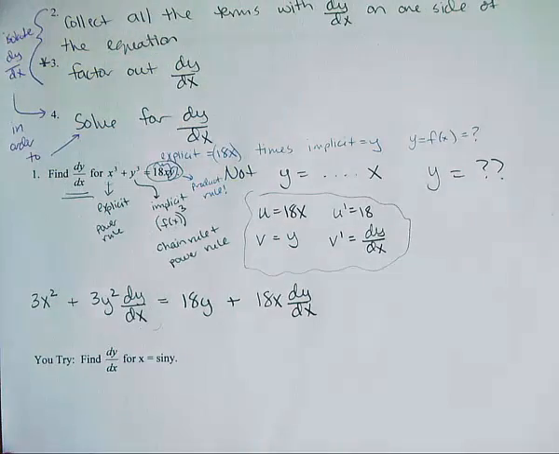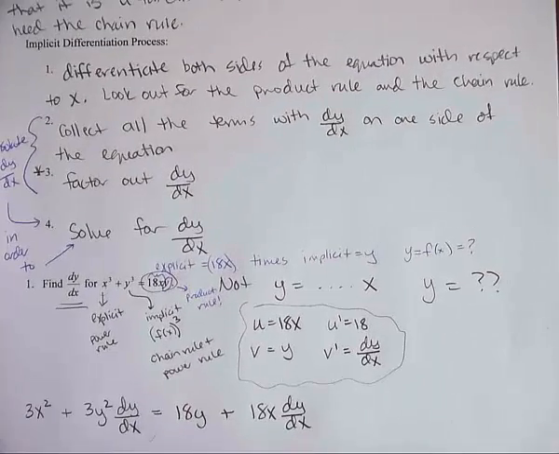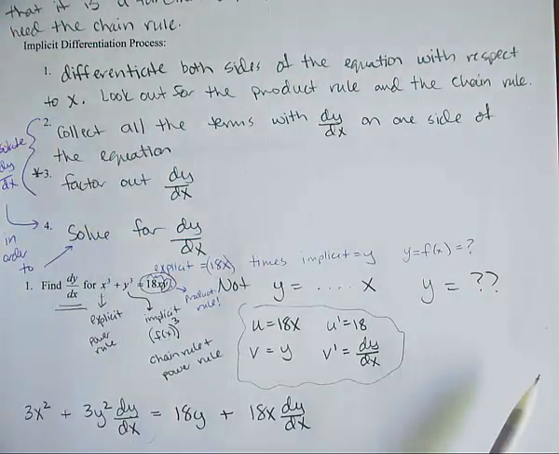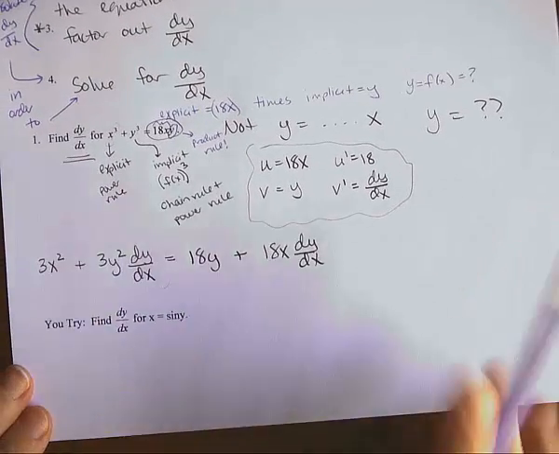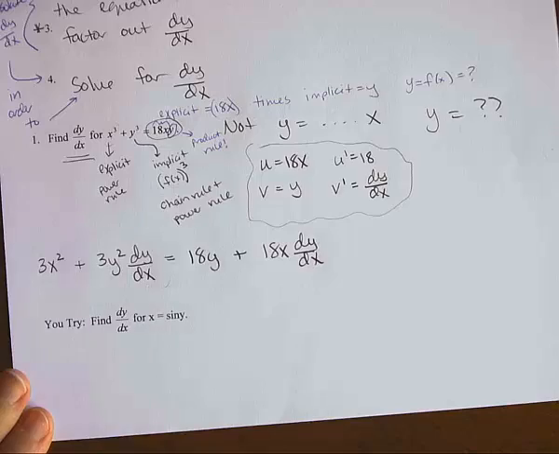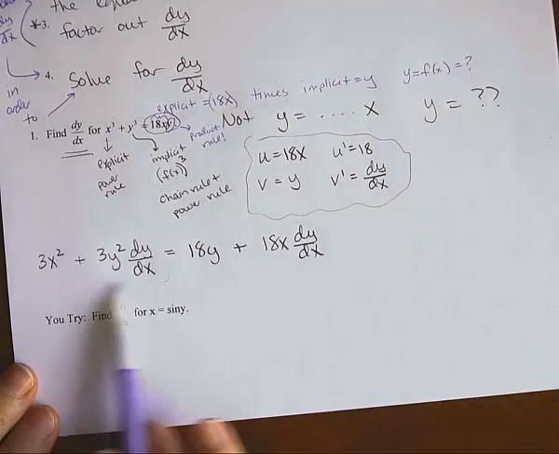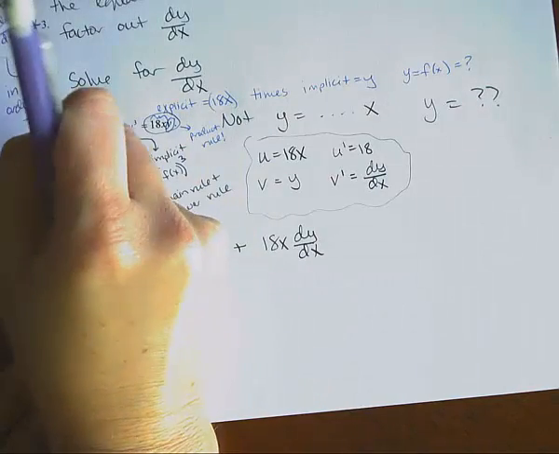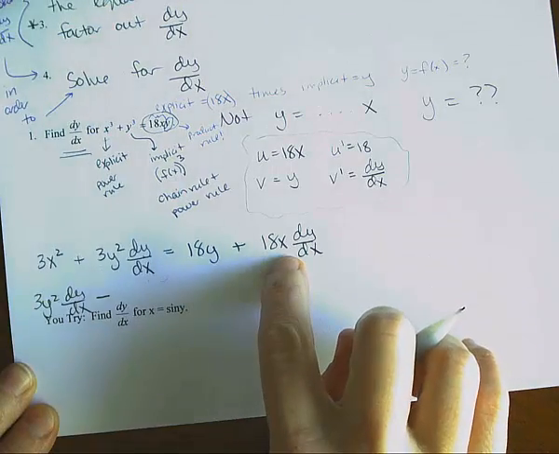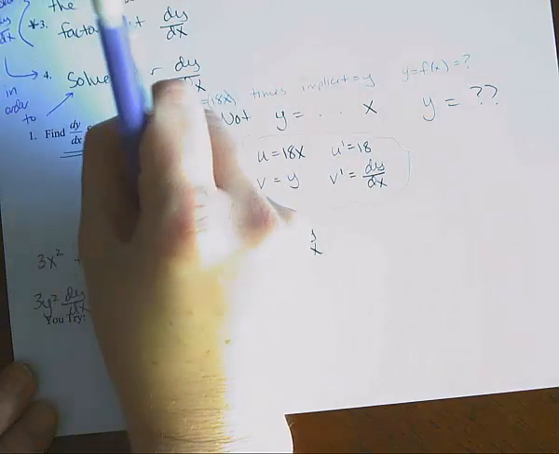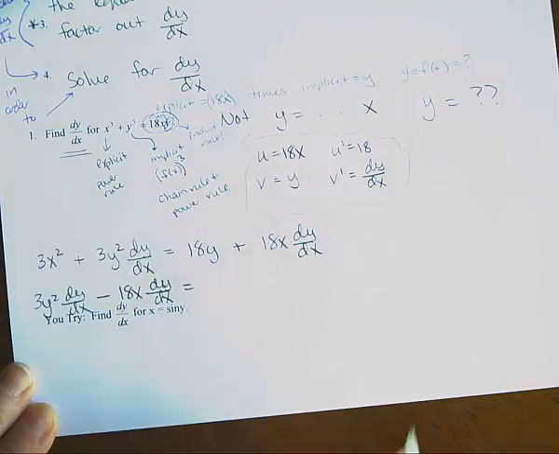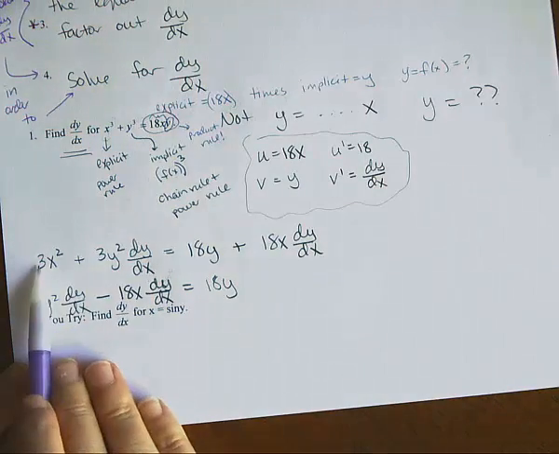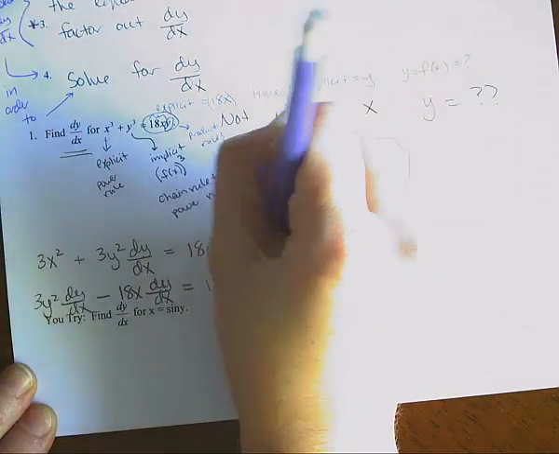So basically what we've done is completed step 1. We've differentiated both sides of the equation with respect to x. Now what I need to do is collect all the terms with dy dx in them onto one side of the equation. So I'll go ahead and move this term over here. So I have 3y squared dy dx minus 18x dy dx equals, and then I'll leave this term where it is, 18y, and then I'll subtract the 3x squared over to the other side, so minus 3x squared.